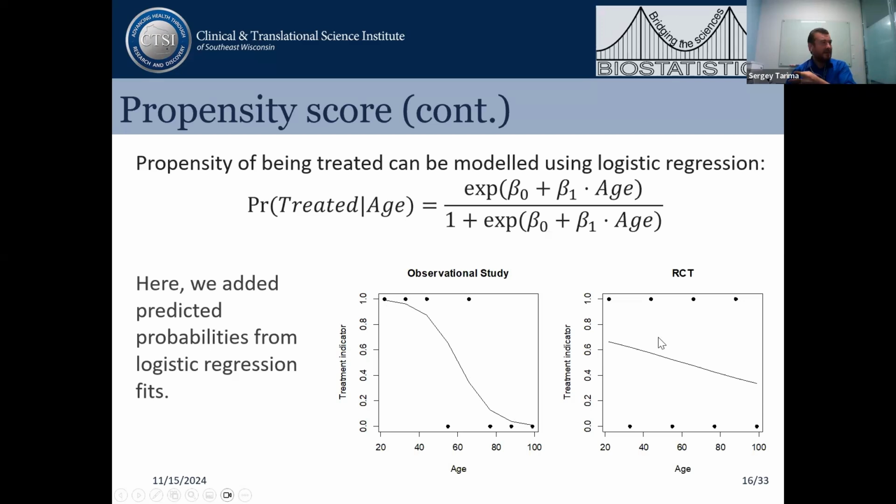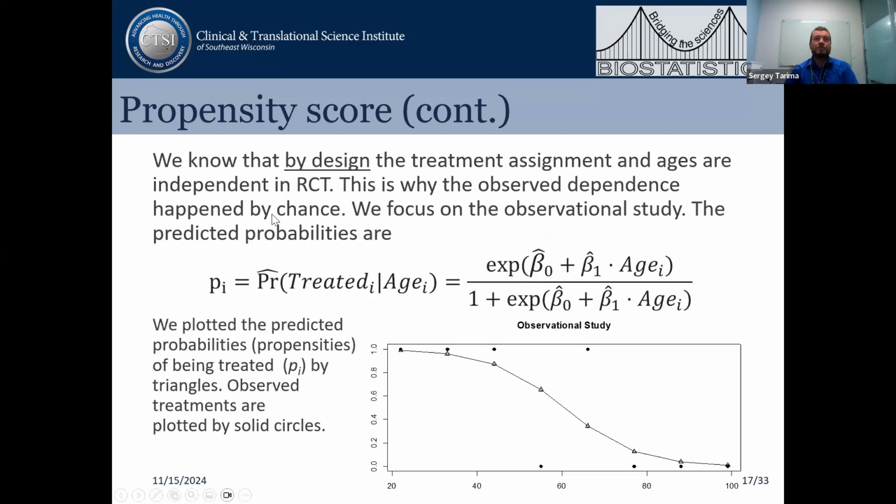When we're talking about an RCT, a randomized clinical trial, we can also potentially fit a logistic regression, but whatever association we observe just happens by chance, because we know by default it's a randomized assignment, an impartial assignment of treatments. So if we know that we're talking about a randomized clinical trial, we typically don't want to do that. As I mentioned, it's by design, so age should be independent of treatment in a randomized clinical trial.